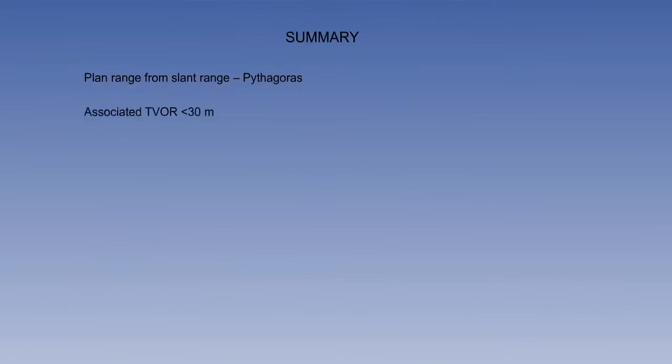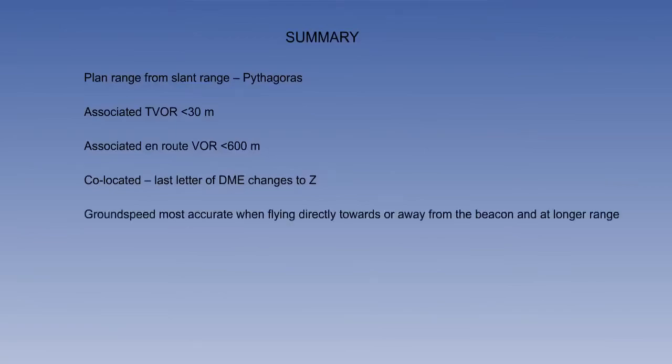Associated VORs and DMEs must be within 30 meters for a terminal VOR and within 600 meters for an en route VOR. Co-located VOR DMEs have the last letter of the DME identifier changed to Z. Any ground speed calculated is most accurate when flying directly towards or away from the beacon and at longer range.